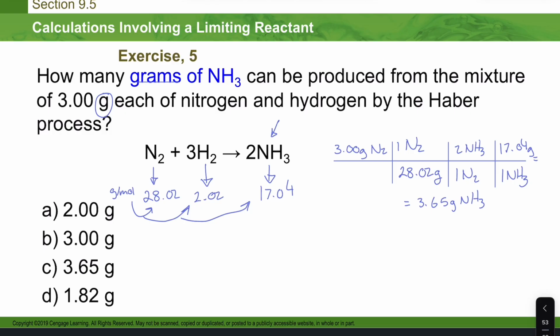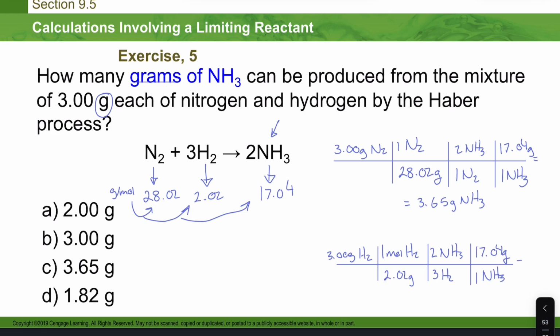I'm going to do the exact same thing that I did with N2, but with H2 now. We have 3.00 grams of H2. The molar mass of H2 is 2.02 grams for every 1 mole of H2. The mole ratio of H2 to NH3 is going to be 3 H2 for every 2 NH3. We will then convert that to grams and say for every 1 NH3, there's 17.04 grams.